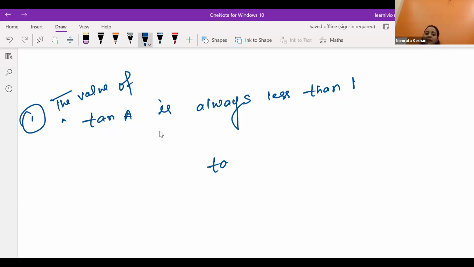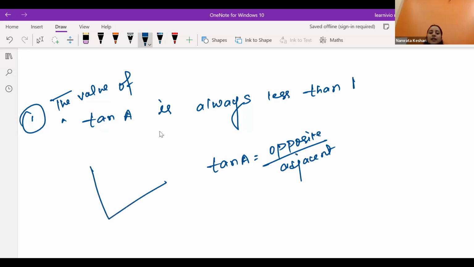The trigonometric ratio tan A, B, whatever. What is the formula for tan? Opposite over adjacent. Opposite over adjacent. This is the formula for tan.